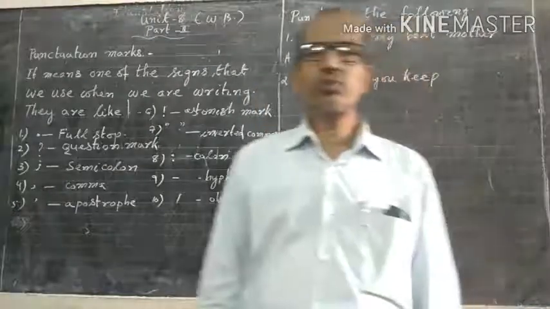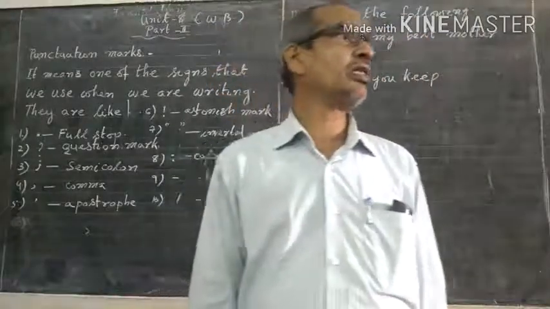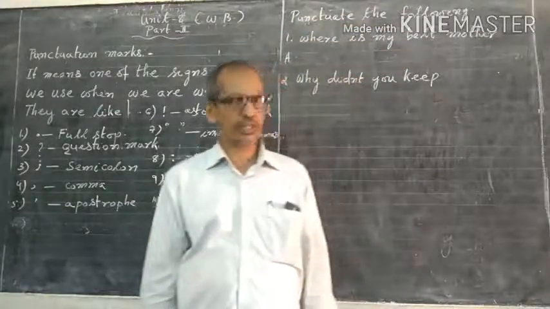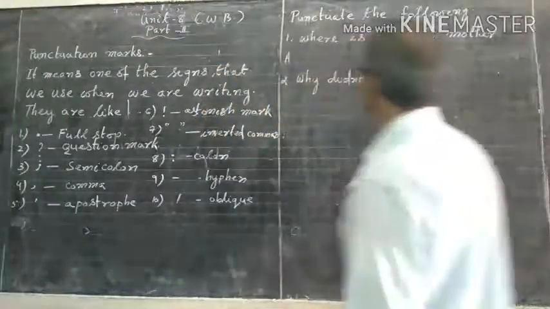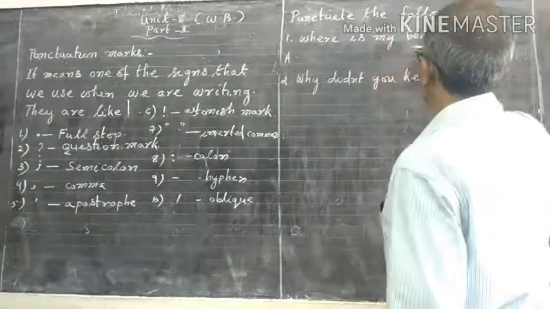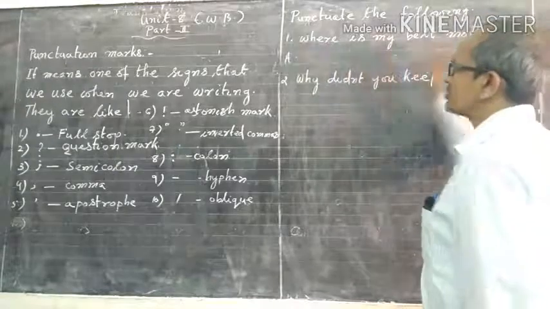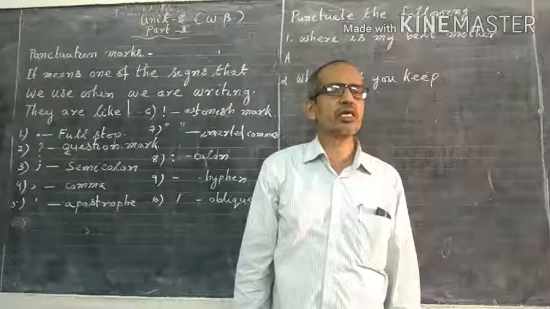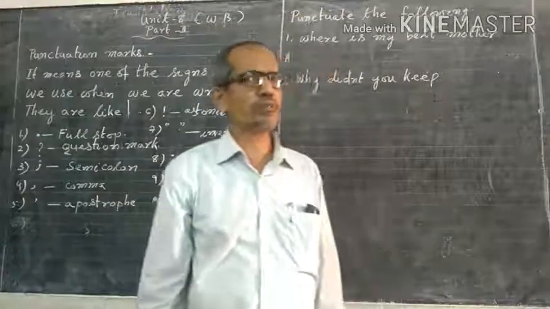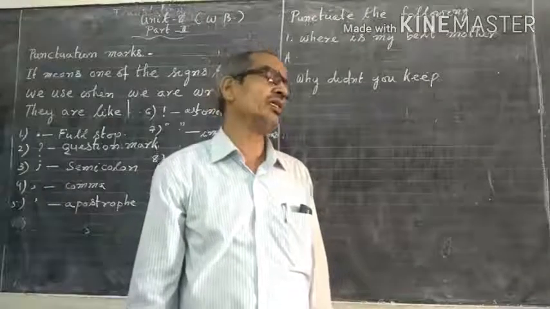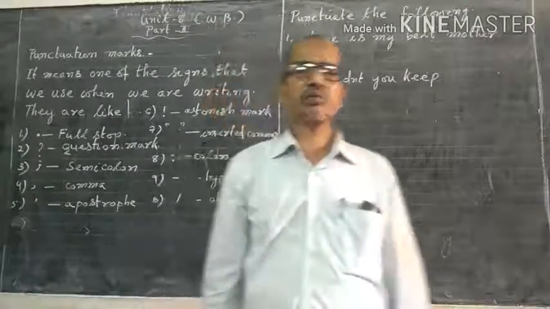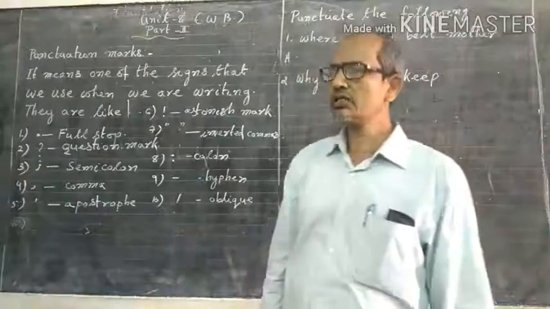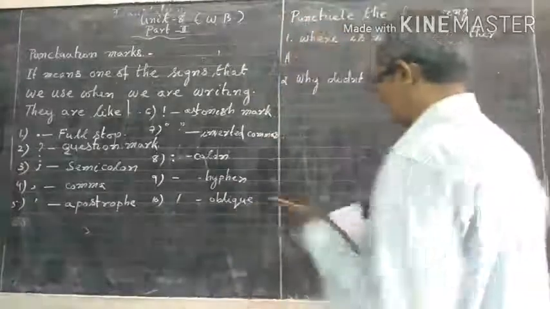So children, we will do some problems. How can we supply the symbols according to the sense of the sentence? Okay? So here, children, where is my belt mother? There is no symbol here. And before it, you have to know that where it is the name of a person, we have to make the first letter capital. And the first letter of the first word of the sentence should be capital. We know about it. So now we will do some problems.